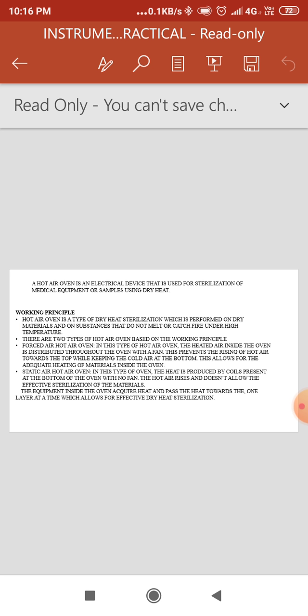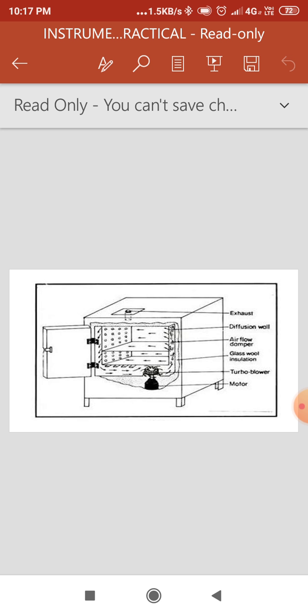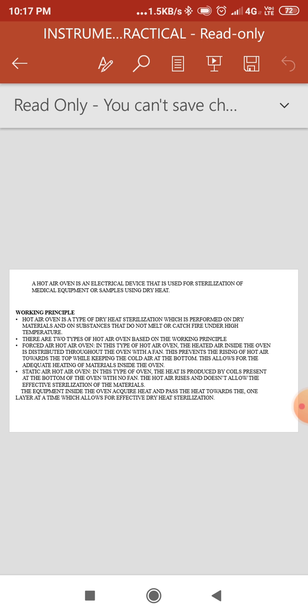So how will it work? Arrange the material to be sterilized loosely and evenly on the racks of the oven, allowing free circulation of the air and thereby even heating of the load. Air is a poor conductor of heat, so do not pack the load tightly. Switch on the power supply and control the temperature of the oven by adjusting the thermostat.